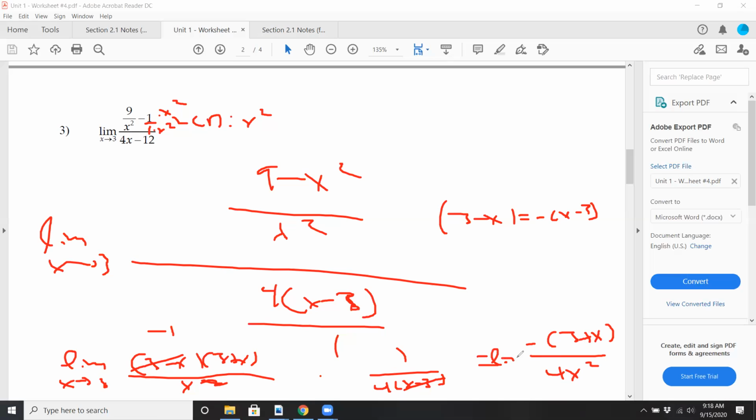Then you can actually plug in 3. And if you do that, you should get negative 6 up top. And 4 times 9. So you just get 36 on the bottom. So you should get negative 1/6 for number 3. Hopefully that makes sense. I think I did that right.